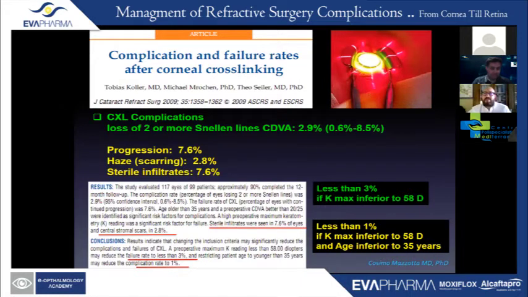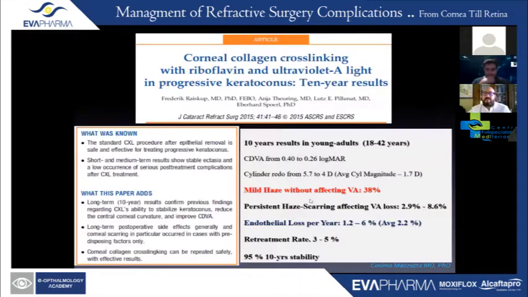This is the publication of the 10 years results. You can see the mean haze without affecting visual acuity is about 38%, while the persistent haze or scarring affecting visual acuity was about 3%, comprised between 3 and 8%. Also, the endothelial cell loss per year was about 2%, so a little physiological loss. The retreatment rate was very low, between 3 and 5%, with over 95% stability.